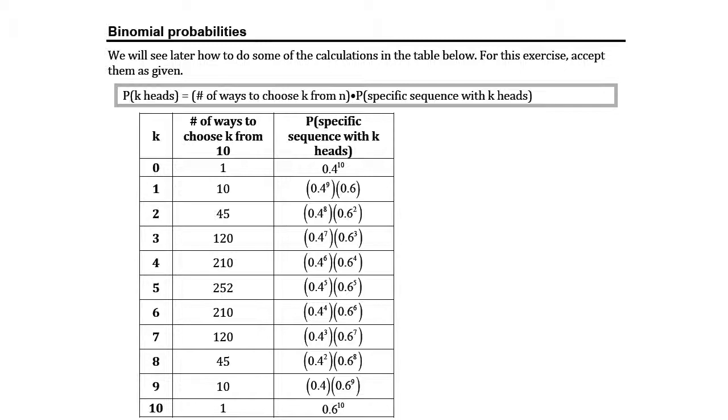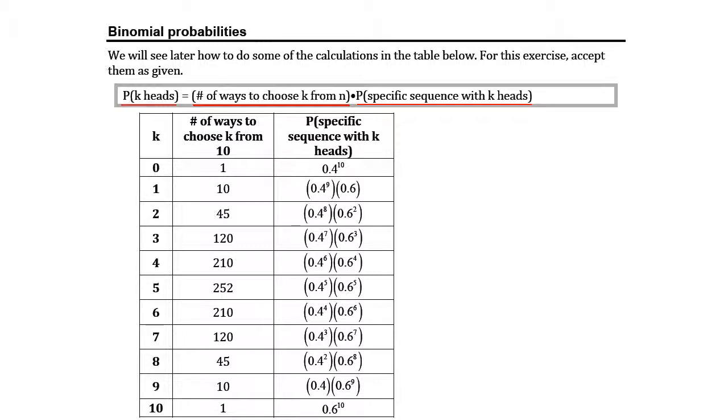Now, the way that we calculate probabilities using this table is we would say the probability of K heads is a product of two things. It's a product of the number of ways to choose K from N. So that means, for example, if we're interested in the probability of 2 heads out of 10 flips, we want to look at how many different ways there are to select which 2 of the 10 flips could come up heads. And we multiply that by the probability of a specific sequence with K heads.